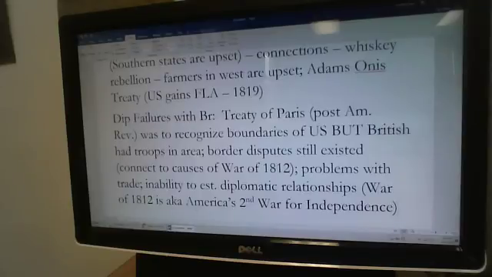Okay, Drew, go ahead. Where are these border disputes? The border disputes are in the Canada border region, like the Great Lakes area.